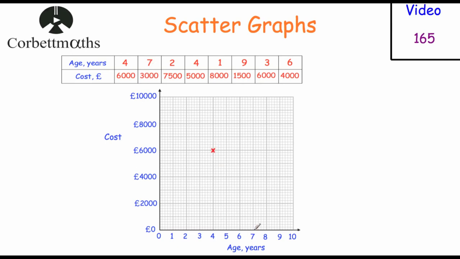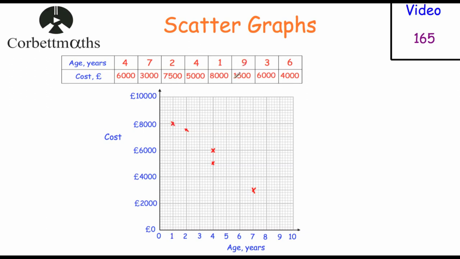a seven-year-old car costs £3,000, so a seven-year-old car, £3,000. A two-year-old car costs £7,500. Two-year-old car, 7,500. So we've got 7,000 in the middle of 6,000 and 8,000, so 7,500 will be in the middle. So here, a four-year-old car costs £5,000. So that's there. A one-year-old car costs £8,000. So a one-year-old car costs £8,000.